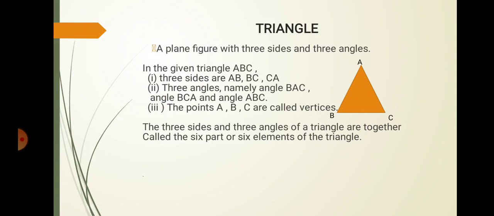The next point we have to remember here is that the 3 sides and the 3 angles of a triangle together are called the 6 parts or 6 elements of the triangle. The 3 sides and 3 angles of the triangle are called the 6 parts of the triangle.